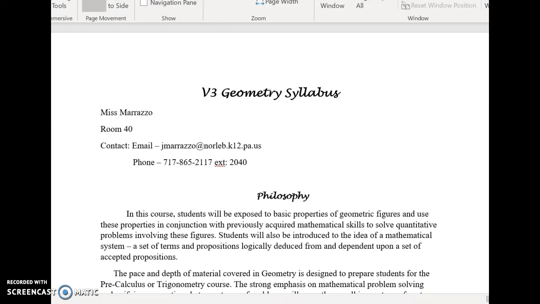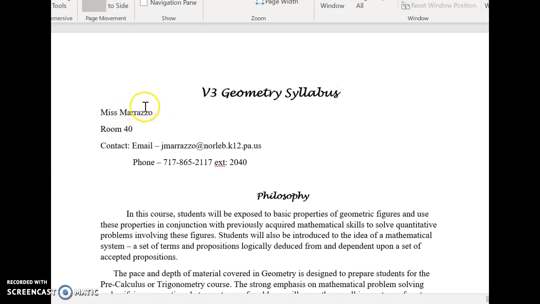As I was looking at this, there are some things I took notice of when I was looking at the online accessibility handbook. I probably should have a second heading here. So this would be my main title. The V3 geometry syllabus would be my main title, or my main heading.